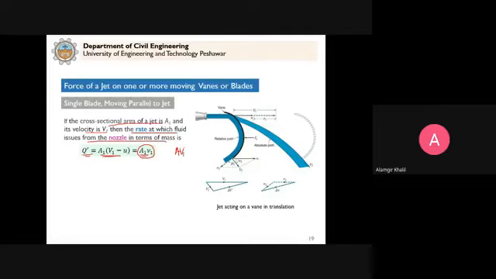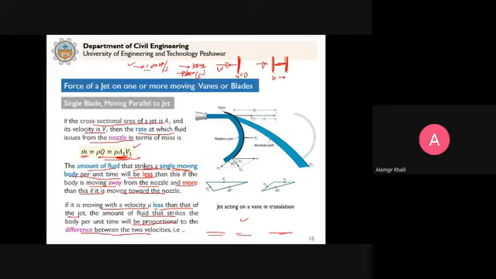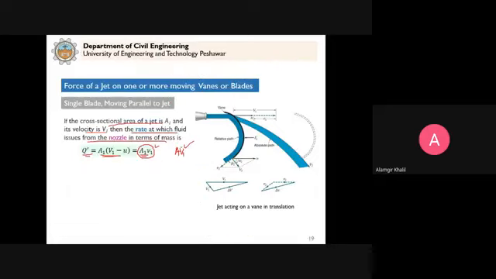A1 V1 will not hit the vein because the vein is moving. If the vein is stationary, it will hit with this discharge. But since the vein is moving, the discharge that will hit the vein will be in terms of relative velocity. As I explained here, the body is moving with 100, the first body is moving with 60 meters per second. So what will be the velocity with which this body will catch this? The difference of the two, 40 meters per second. Clear?